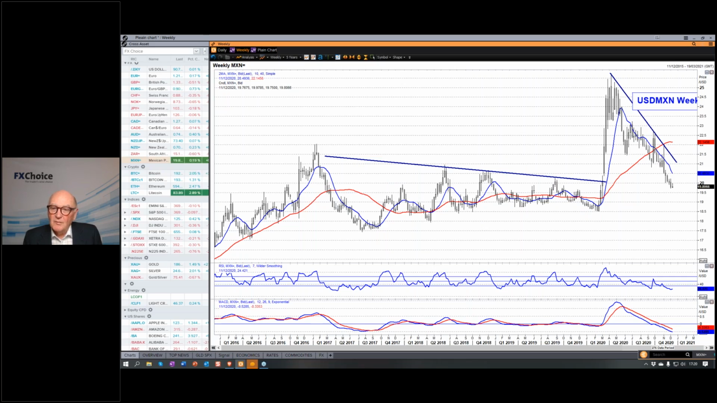We're approaching this big area, I mean a multi-year area of support. We're not quite at it yet, but soon it will find dollar support coming up. But everything points to us going towards and deep into that area before we find serious support.